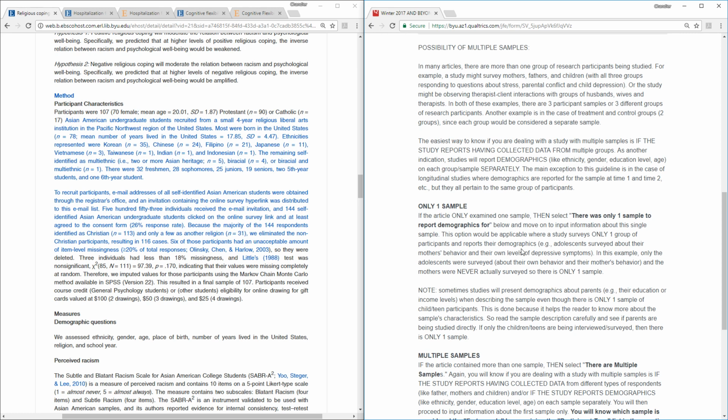Essentially, when we look for multiple samples, we're looking for two things. A study reports collecting data from multiple groups, and or studies will report demographics separately for the two groups or samples.